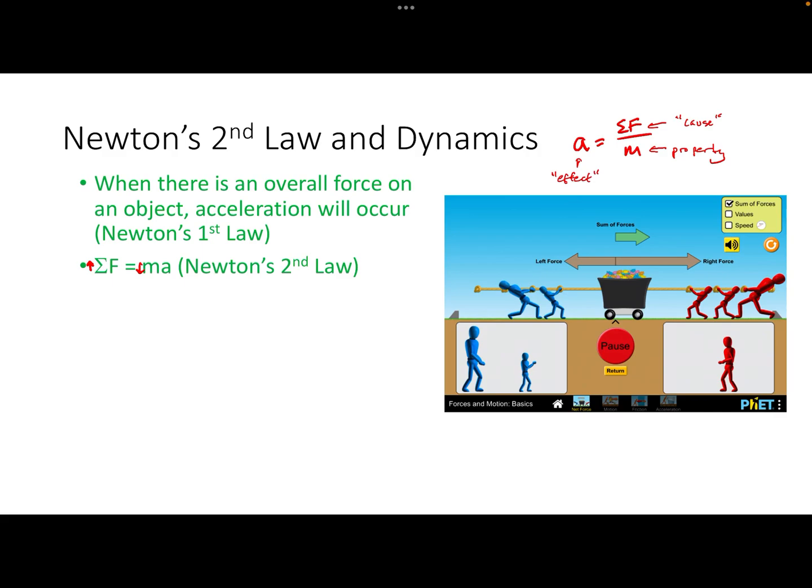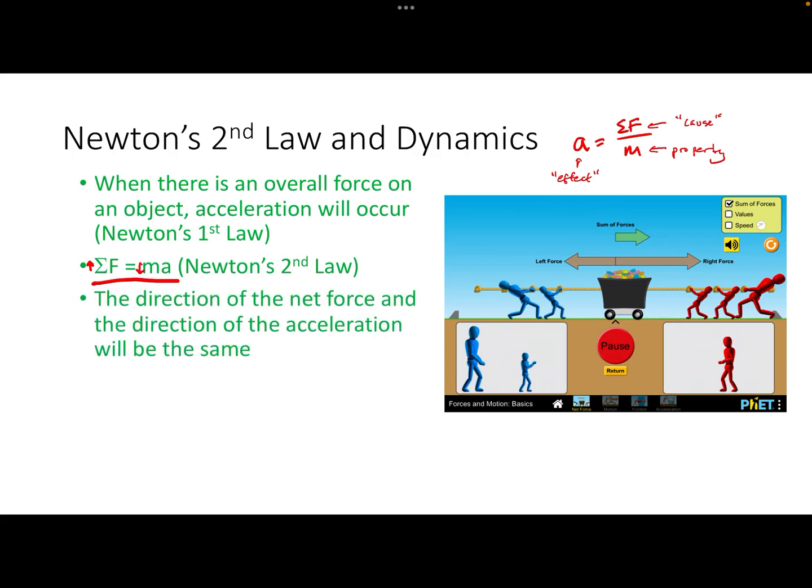But mathematically, it turns out it's usually easier to solve problems if we set it up the way that it's written over here, because this is going to allow us to set up an equation that just looks a little bit more straightforward. Mathematically, it works out the same no matter how we do it. One thing to remember is that when we are dealing with forces, those are vector quantities. Acceleration is a vector quantity as well.